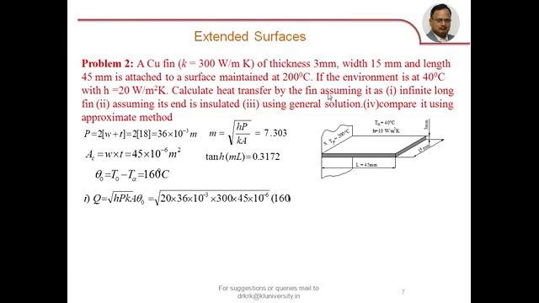And now for the first case, infinitely long fin, the formula to determine Q as derived earlier is square root of hPkA into theta naught. Root of h 10, perimeter 36 into 10 power minus 3, k, thermal conductivity of the fin material 300, cross-sectional area of the fin 45 into 10 power minus 6, into theta naught 160.